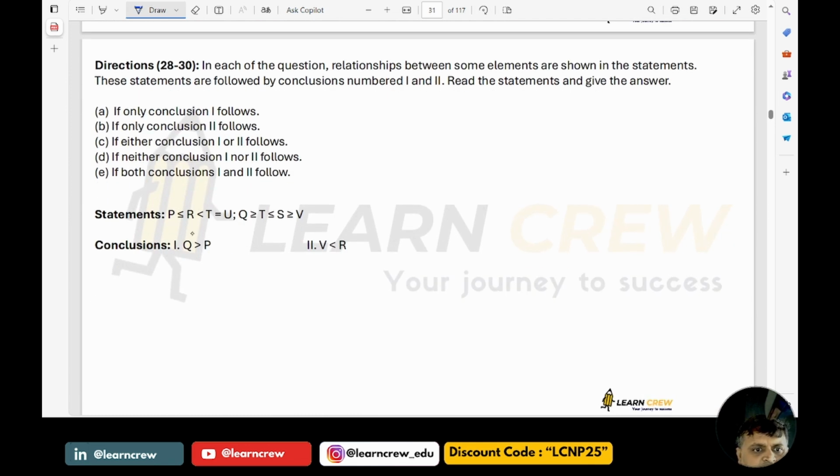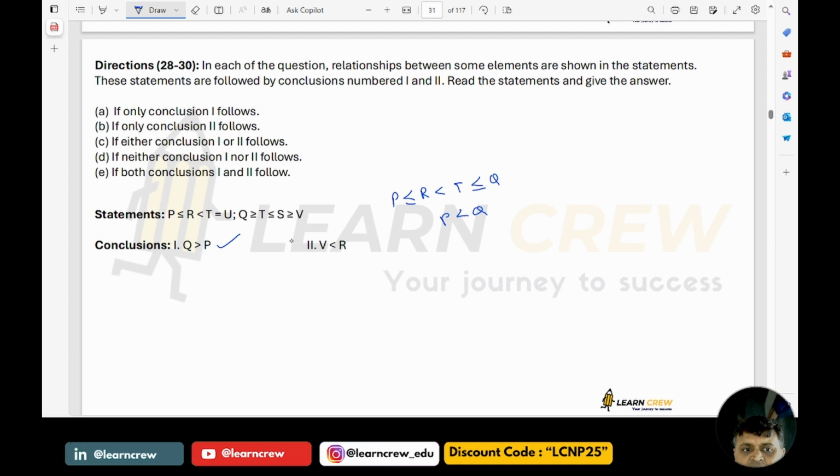Now next, between Q and P. So P, R, T, U. It is given P less than or equal to R less than T, and Q is greater than or equal to T. So T is less than or equal to Q. So you can say P less than Q. So Q greater than P is correct.